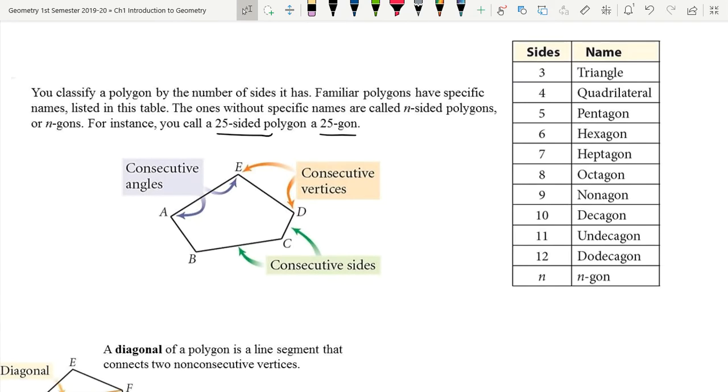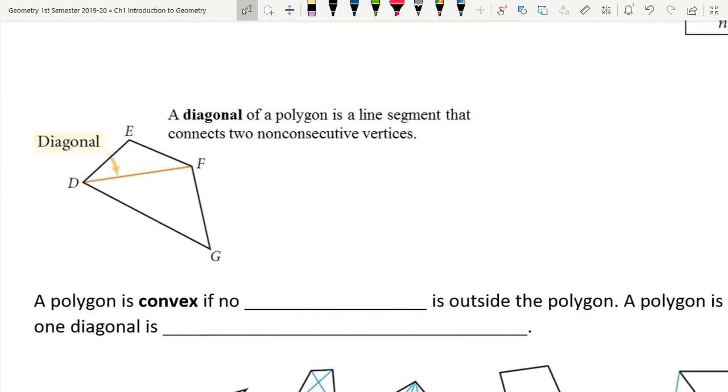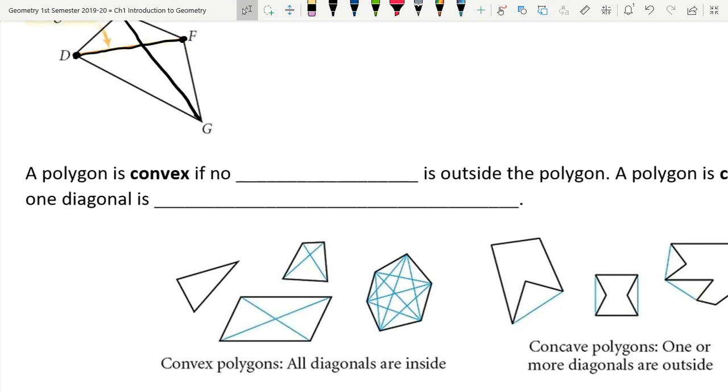Consecutive angles, vertices, and sides are ones that are next to each other. A diagonal of a polygon. What's a diagonal? It's a line segment that connects two non-consecutive vertices, such as D and F. How many diagonals does this quadrilateral have? Well, it has two. What if you have a shape like this one down here? How many diagonals are in the hexagon, if you were to count them? 1, 2, 3, 4, 5, 6, 7, 8, 9. Turns out you would have 9 diagonals in a hexagon.